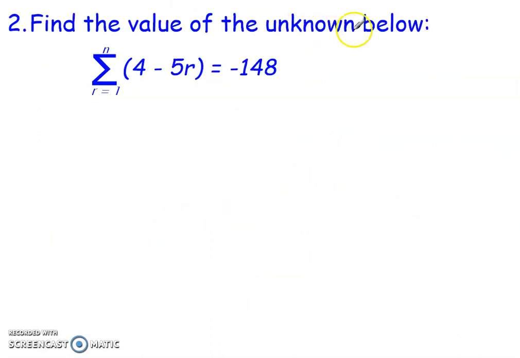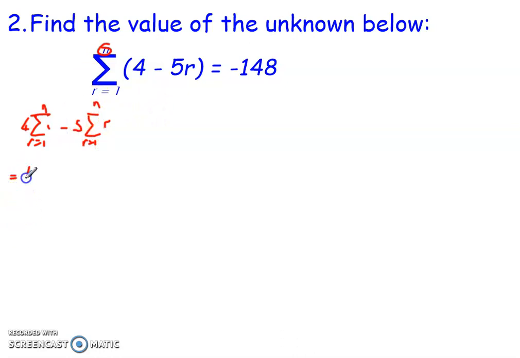Question 2 was finding the value of the unknown below, so finding the value of n. So what I'm going to do is use the same idea and split this left side up and see what I can do, so I can get a value of n. So splitting it up, I get 4 times the sum from r equals 1 to n of 1, take away 5 times the sum of r equals 1 to n of r.